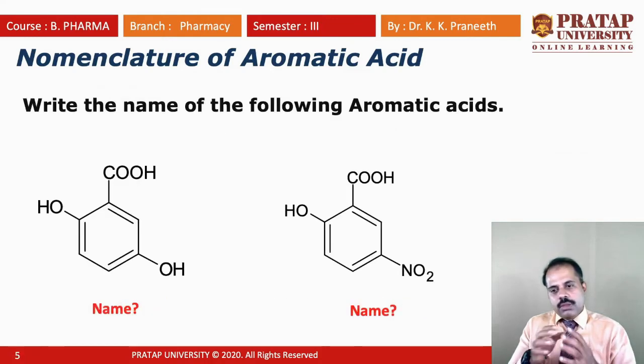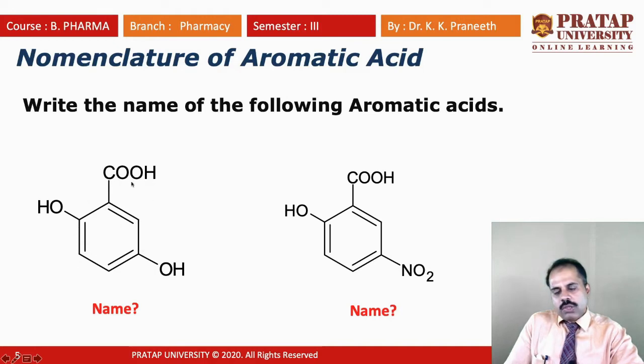So now we can name these 2 different compounds, this one and this one. What are the names? Write the names of the following aromatic acids. So how to name? You can do it yourself, right? We can also discuss it now. See, this is the parent name you need to put. The parent name is benzoic acid, right? A benzene ring with a carboxylic acid is a benzoic acid. So the parent name is benzoic acid.